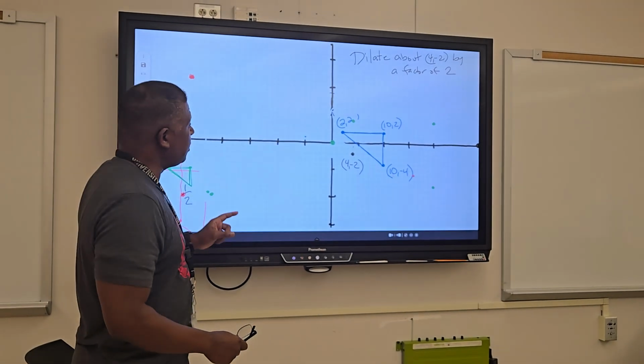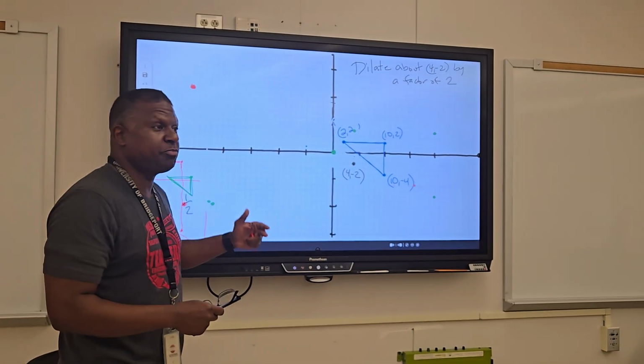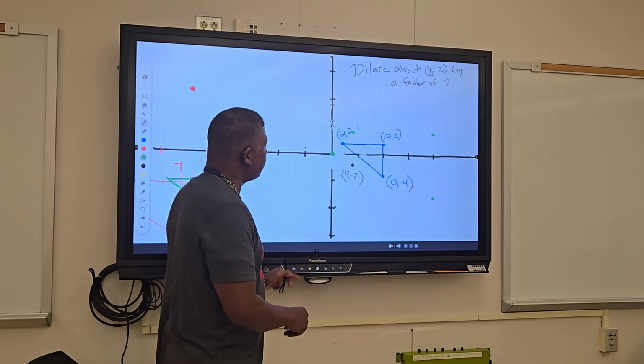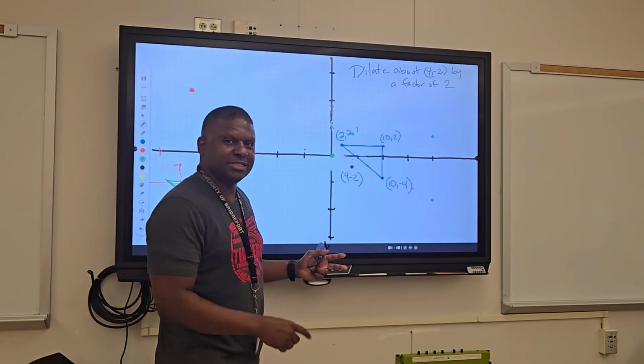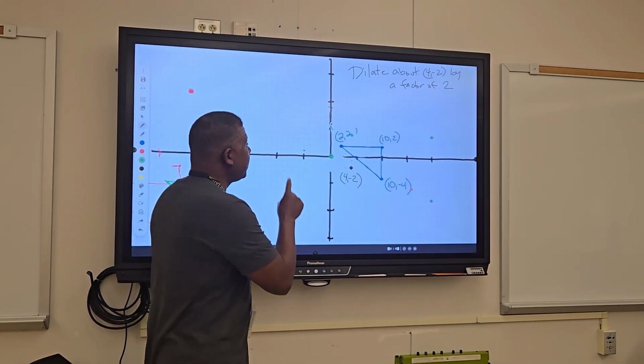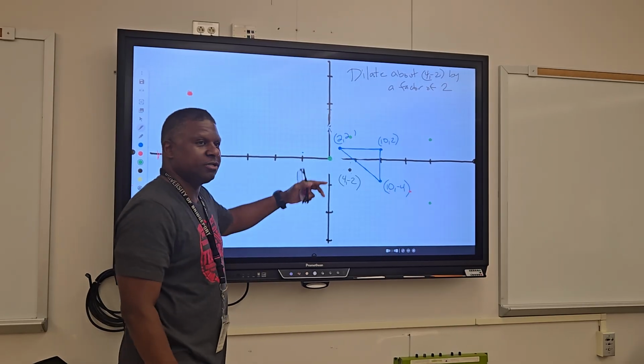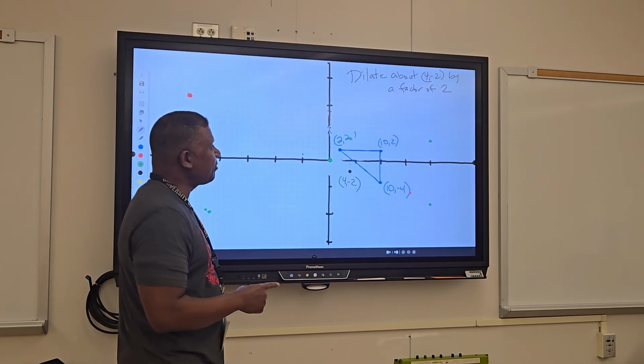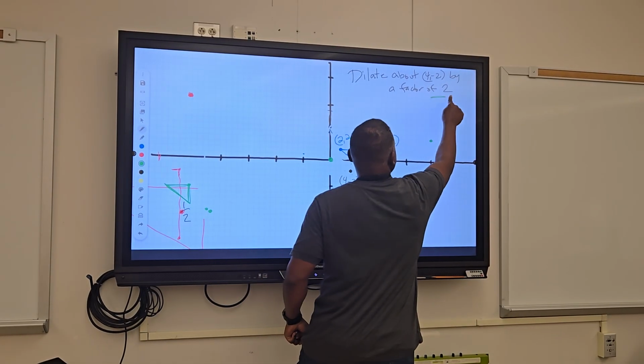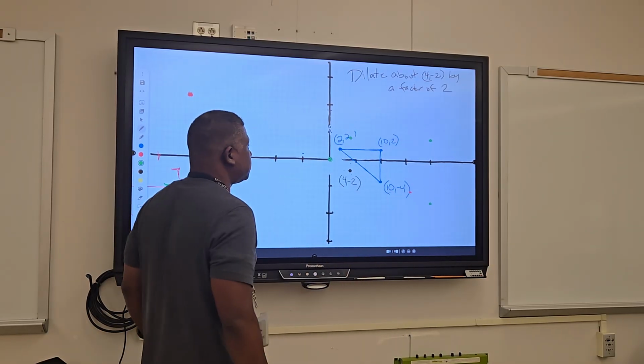Alright, so today we're going to learn how to dilate points and triangles. Right now, we have this triangle, and we're going to dilate it by a factor of 2. Now, if I'm dilating by the origin, dilations are easy. All I'm going to do is multiply by the dilation factor. In this case, it's 2.